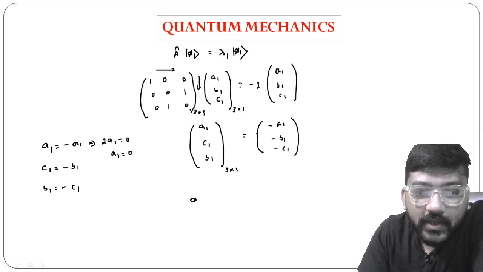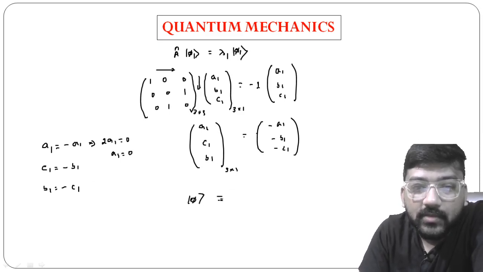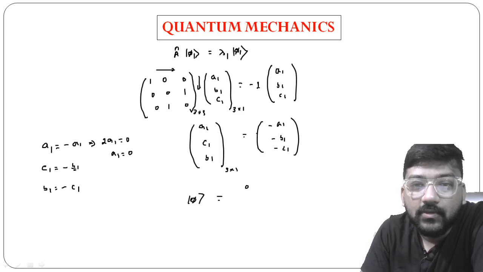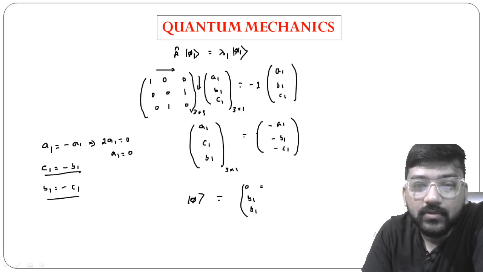So you can choose phi. If a1 is equal to 0, and you can see your b1 is minus c1, and here also b1 is minus c1. That means b1 and c1 are same. So you can write this as 0, b1 and b1. So this is your phi.